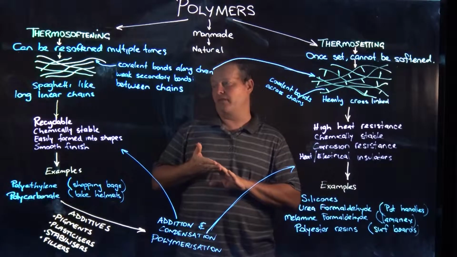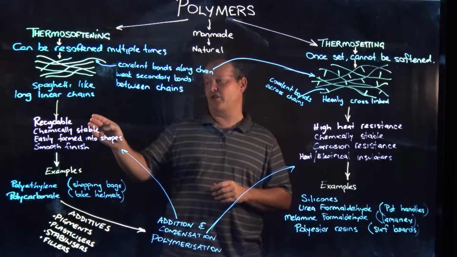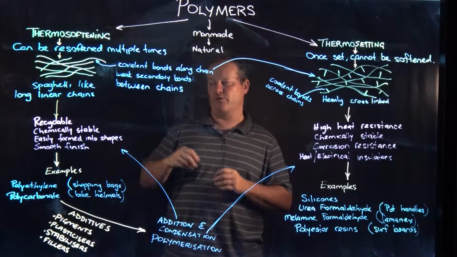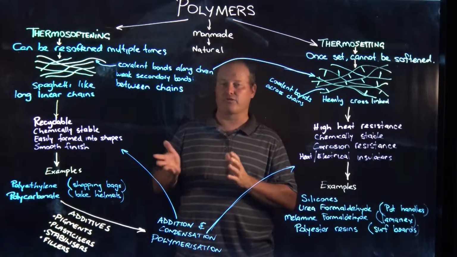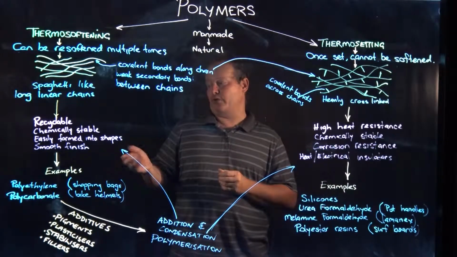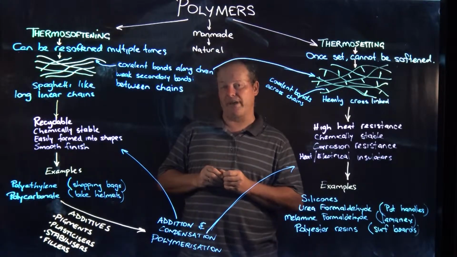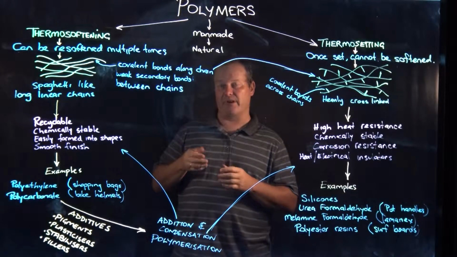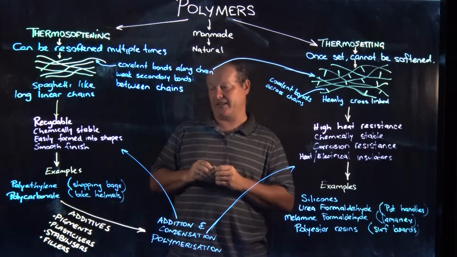Some advantages of thermo-softening is they're recyclable, chemically stable, easily formed into shapes, and have a smooth finish once they've been manufactured. Also, they're obviously corrosion resistant because there's no metal in them. Some examples: polyethylene, which is your common shopping bags, and polycarbonate, which is things like your bike helmets and the laminate layers in your windscreens of your cars and things.